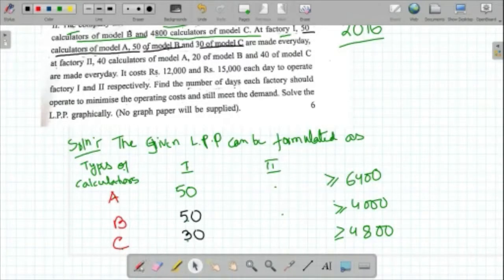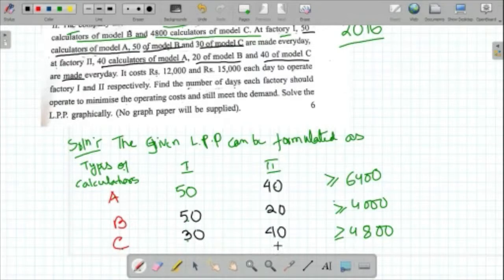Okay, similarly, now let's consider factory 2. In factory 2, 40 calculators of model A, so here it will be 40, 20 models of B, and 40 models of C are made every day. And it costs 12,000 and 15,000, these are the cost every day to operate factory 1 and factory 2: factory 1 costs 12,000, factory 2 costs 15,000, right? We will come to this later on.